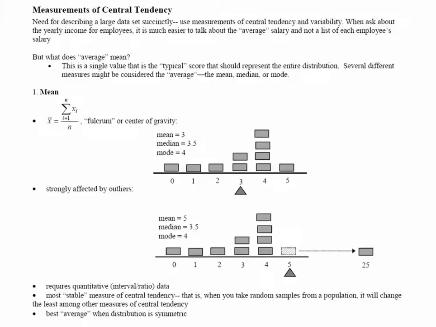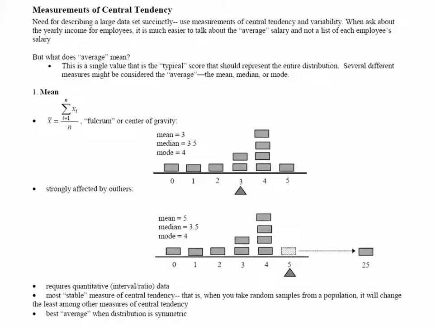When we ask somebody about their yearly income for employees, it is much easier to talk about the average salary and not a list of each employee's salary. But what does this average mean, and what are the strengths or the weaknesses? This is a single value that is typically a score that should be representing an entire distribution. Several different measures might be considered the average. Sometimes the average is interchangeable with the mean, the median, or even with qualitative data, the mode.